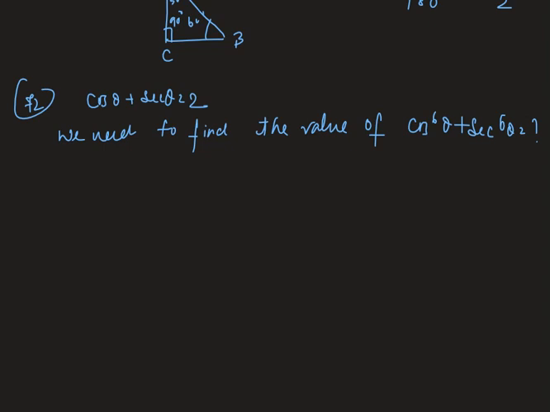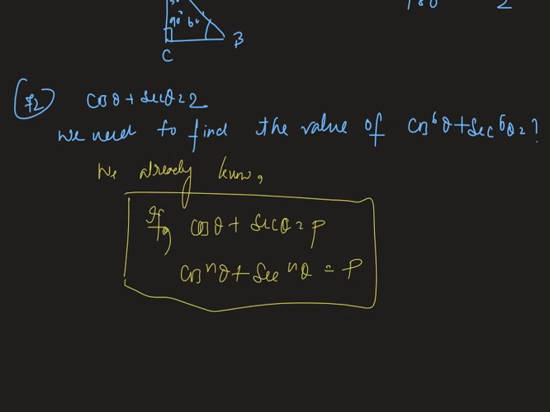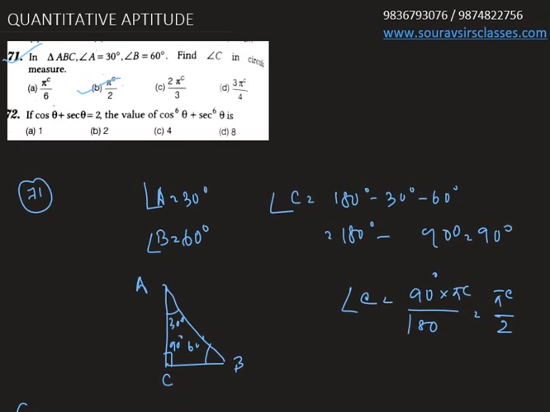Now we already know that if cos theta plus sec theta equals P, then cos to the power n theta plus sec to the power n theta is also equal to P. Therefore, here we are given cos theta plus sec theta is equal to 2. Then cos to the power 6 theta plus sec to the power 6 theta is also equal to 2. Therefore, option B is the correct answer.